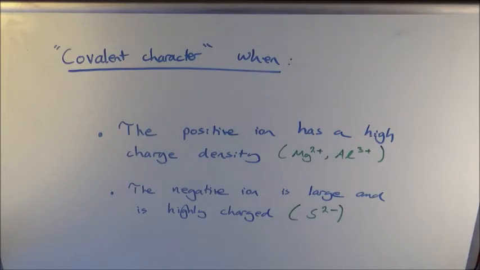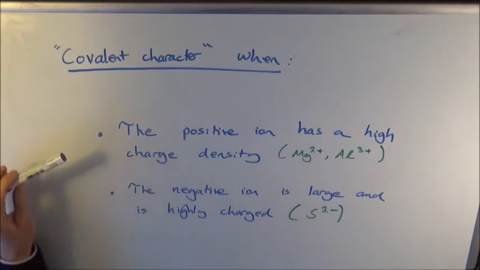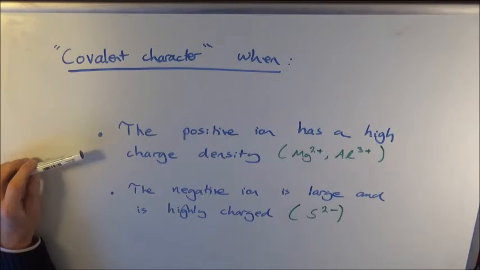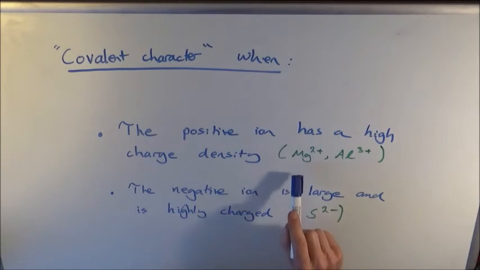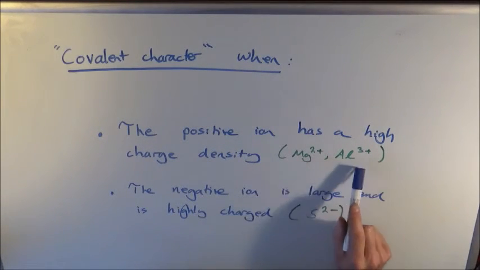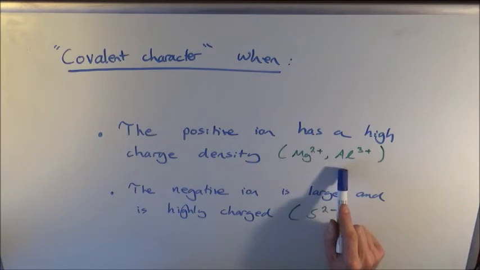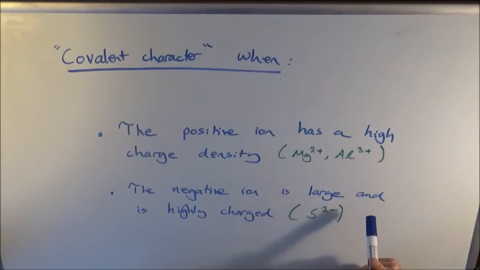So here then I've just summarised the circumstances under which this covalent character is seen in ionic compounds. When the positive ion has a high charge density, so we mean a high charge and a small size. Good examples would be the magnesium ion we've just seen, but also the aluminium 3+ ion. It's got a high charge, relatively small volume, so that's very good at distorting negative ions.